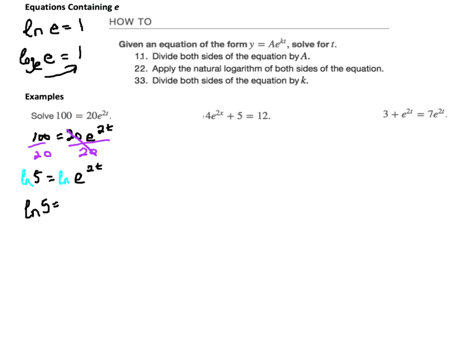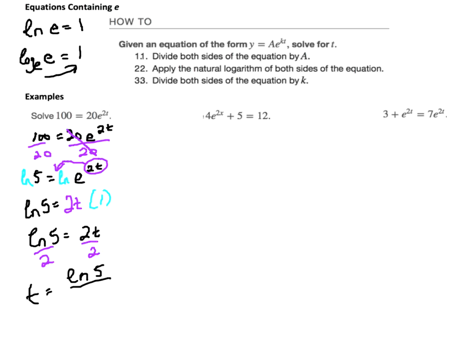Now that 2t can come out front as a coefficient. So I have 2t times the ln of e, and I just showed you at the top, the ln of e is just 1. So that's 2t times 1. So the ln of 5 is equal to 2t. All I need to do now is divide both sides by 2. And I get t is equal to the ln of 5 over 2.